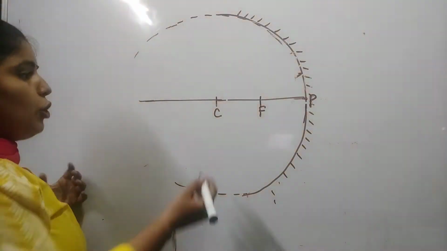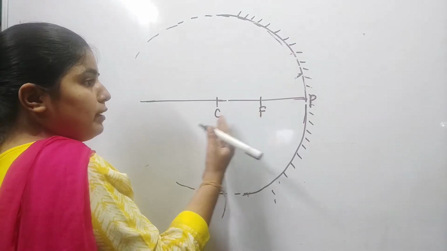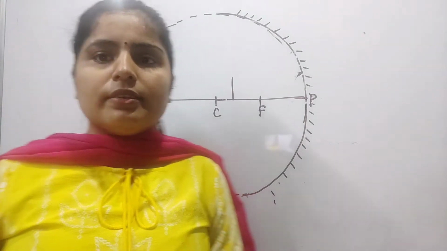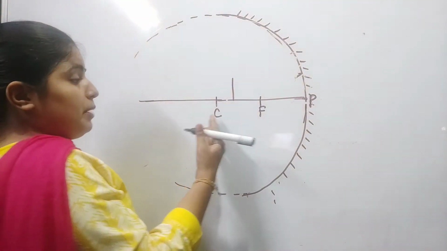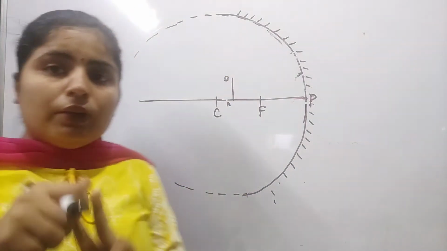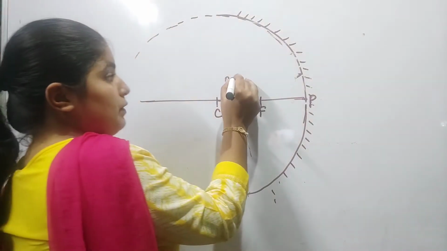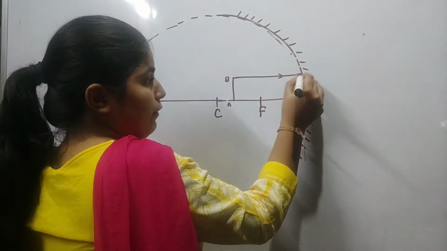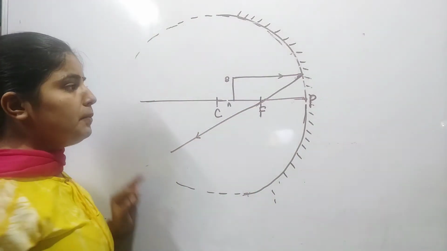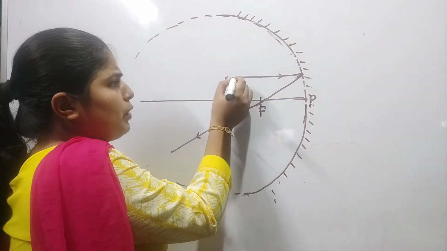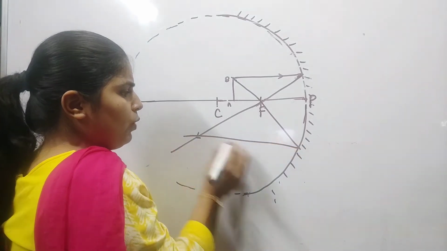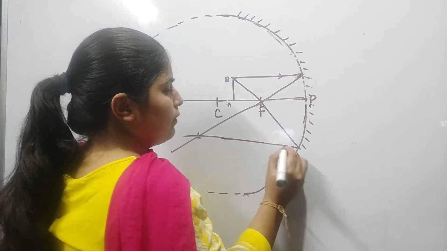Now place the object in between the focus and the center of curvature, because the two cases have already been discussed. Apply any two rules: a ray which is parallel to the principal axis will pass through the principal focus after reflection by the concave mirror. The second rule is that the ray which passes through the focus will become parallel after reflection by the concave mirror.